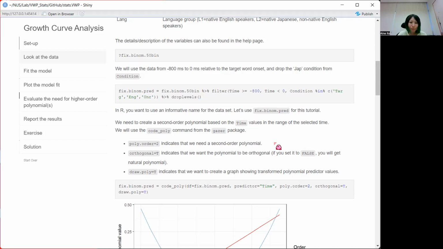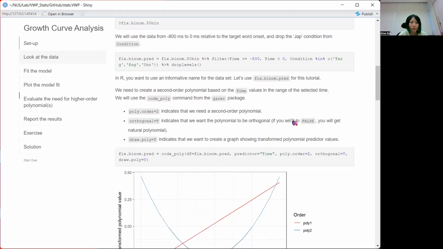Okay. So now we need to create a second order polynomial, that's basically linear and quadratic terms. If I say third order, that means linear, quadratic, and cubic. We create that using the variable time and within the selected time. To do that, we use the function called poly from the GazeR package.